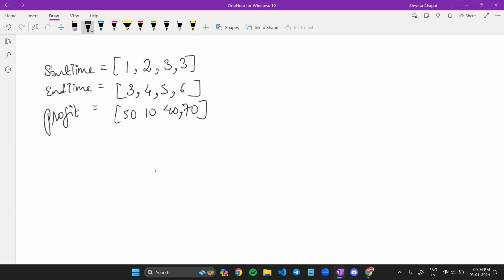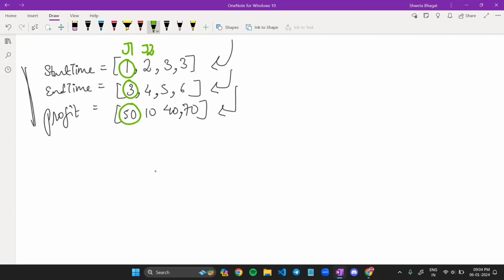So according to the problem statement, we have been given 3 arrays. The first one represents the start time of a job. The second one represents the end time of a job. And the third one represents what is the profit that we are going to gain after completing this job. So say for example, if this is my job 1, then it will start at 1 unit of time and it will end at 3 unit of time. And after completing this job, we are going to get a profit of 50.